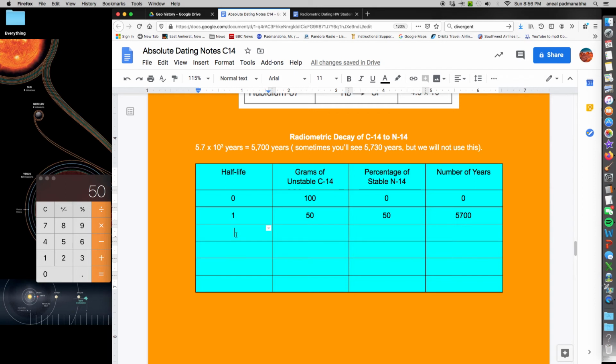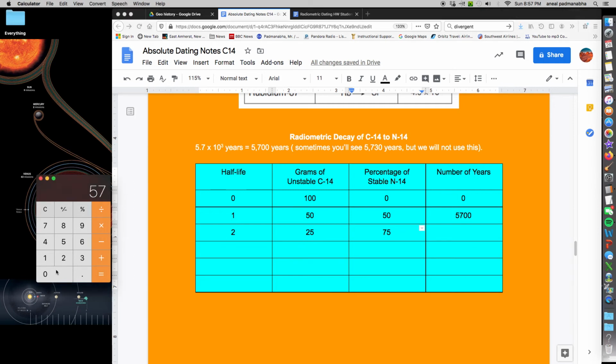If these go through a second half-life, here is the unstable parent. We need to break that in half. So what is 50 cut in half? 50 divided by 2 gives us 25. What happened to the other remaining stuff? It became nitrogen-14. So if we had 100 and now we take away 25, that represents 75 atoms of nitrogen-14. How long did that take? It took another 5,700 years.